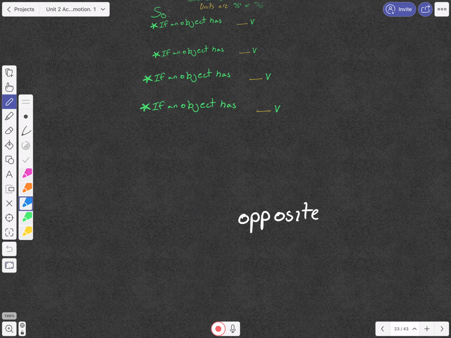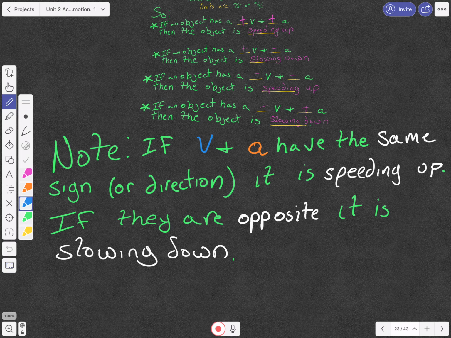So the big thing to note here is if the velocity and acceleration have the same sign or direction, the object is going to be speeding up. Now, if they are opposite, the object is slowing down. And that's what we saw here. These two here had the same direction for velocity and acceleration, whereas these two here had opposites, and so they were slowing down.